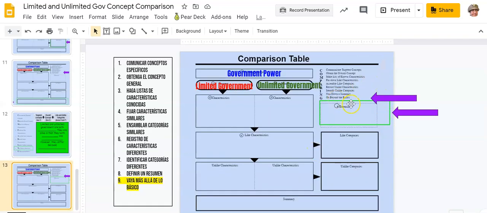Then the extension, going beyond the basics, is really just how does this apply to my life, or how does this apply to something else that we're going to be studying, or anything along those lines, and that is usually the product of some discussion and maybe some inferencing by the students. And that's a concept comparison table.